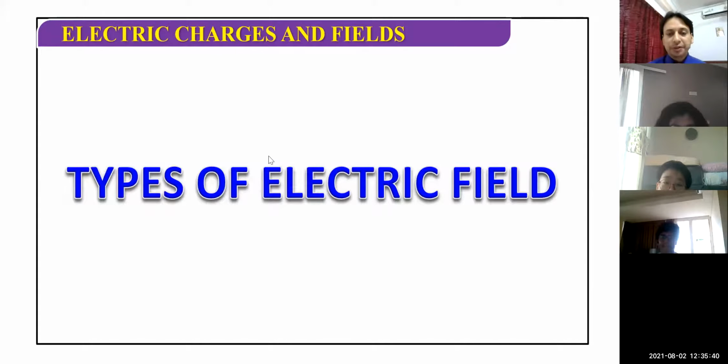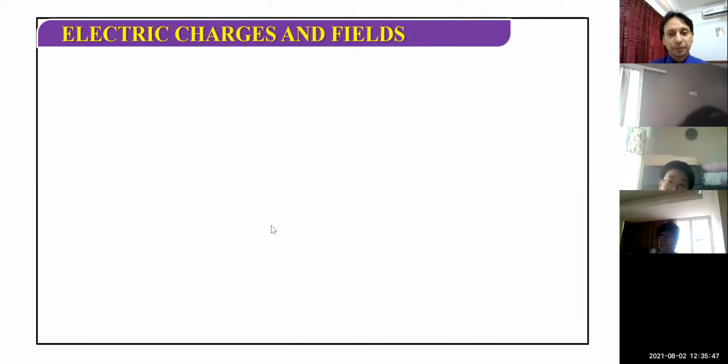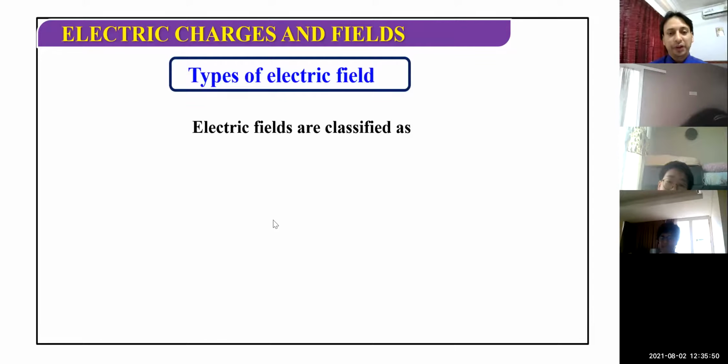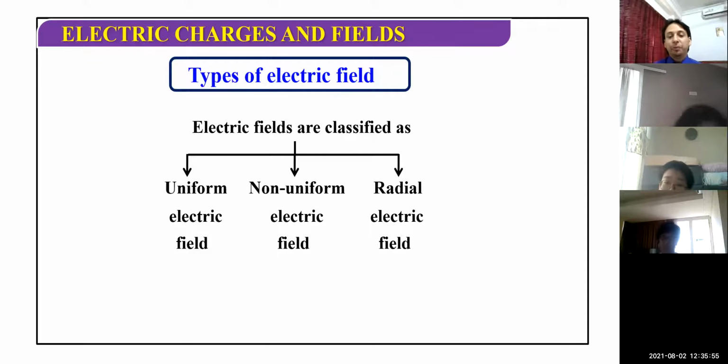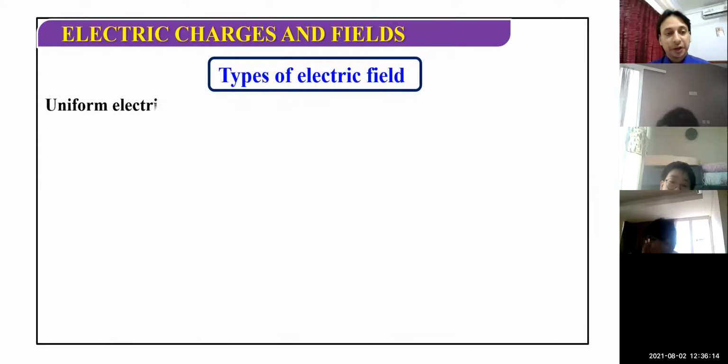Now, our next topic, students, is types of electric field, and this is also a very important topic. In types of electric field, we basically have many different types, and here on the screen you can find uniform electric field, non-uniform electric field, and radial electric field. For the next few minutes I am going to spend time on these three topics. Listen carefully. What do you mean by uniform electric field? Now, see this diagram.